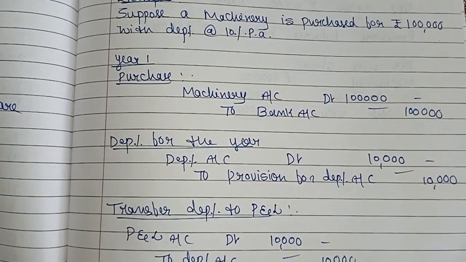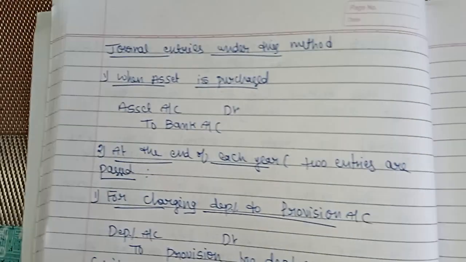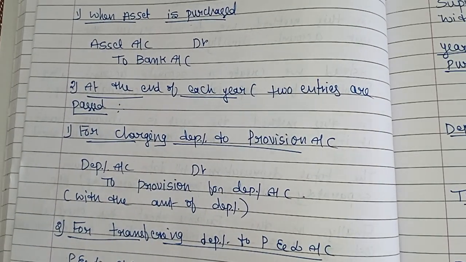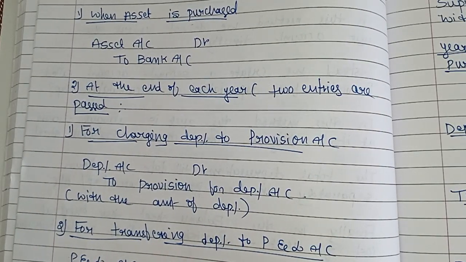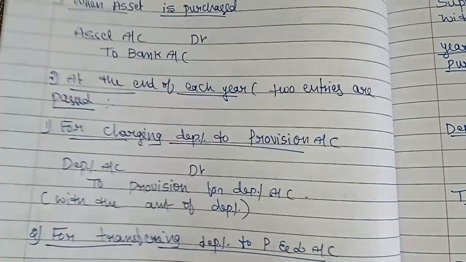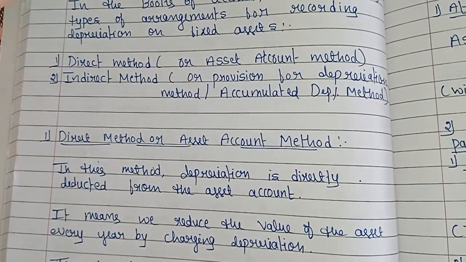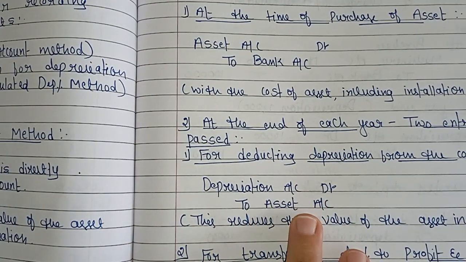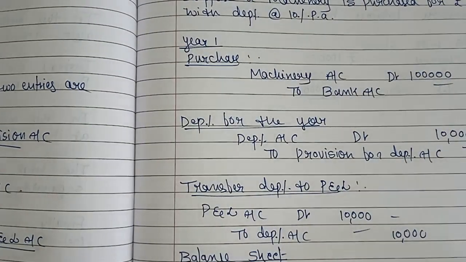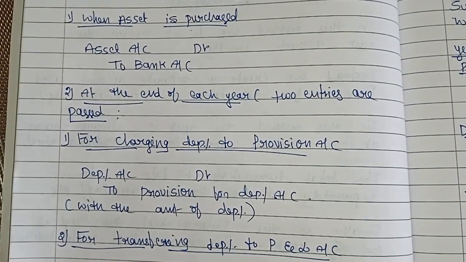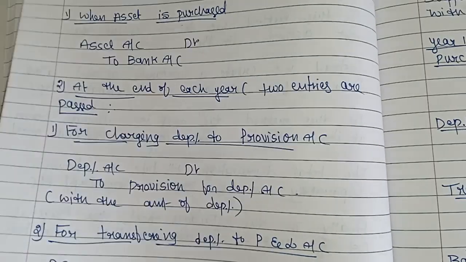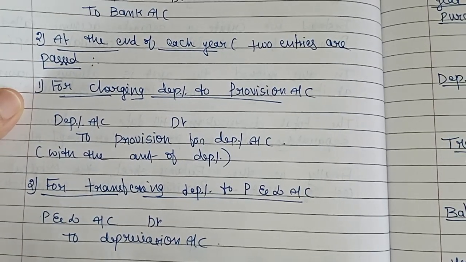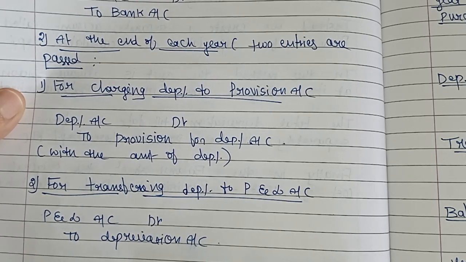The journal entries under this method are, first, for asset purchase, asset account debit to bank account. At the end of each year, like the direct method, we will pass two entries. The first is for charging the depreciation to the provision account, that is, depreciation account debit to provision for depreciation account. Under the direct method, for deducting the depreciation from the cost of the asset, the entry is depreciation account debit to asset account. But under the indirect method, the entry for charging depreciation is depreciation account debit to provision for depreciation account, and for transferring the depreciation, profit and loss account debit to depreciation account, the same entry will come here.